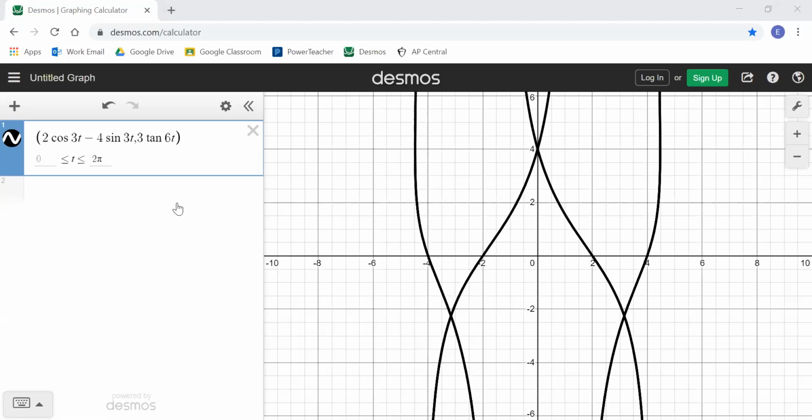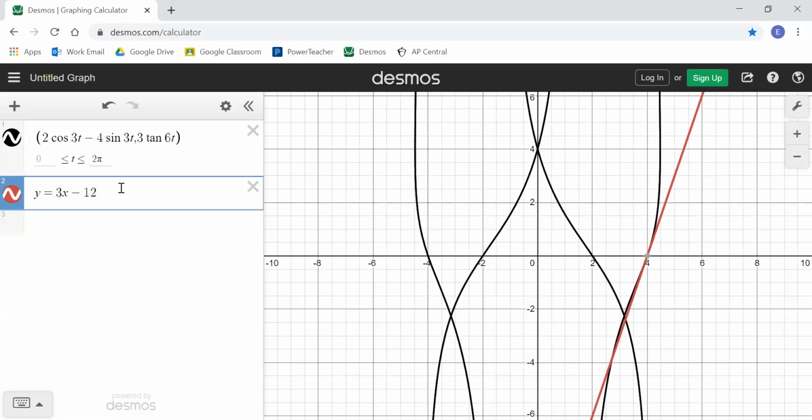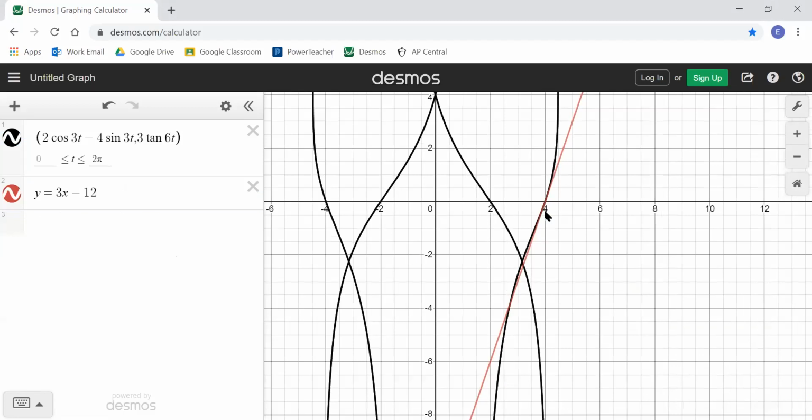And at t equals pi over 2, we had y equals 3x minus 12. And that's at the point (4, 0). And yeah, right there, it looks like it's tangent to our graph at the point (4, 0). Everybody good there? We'll assume that's a yes since nobody is responding.